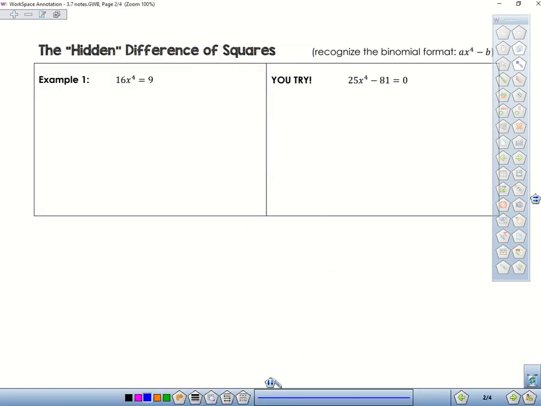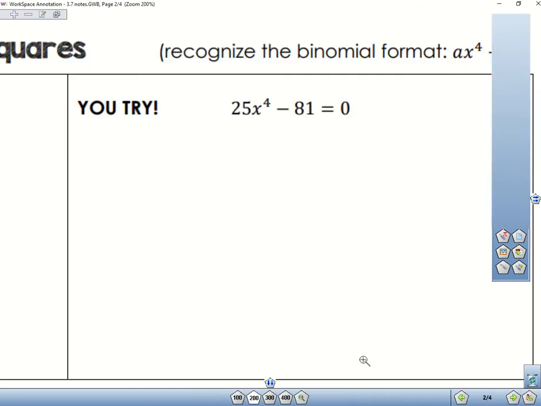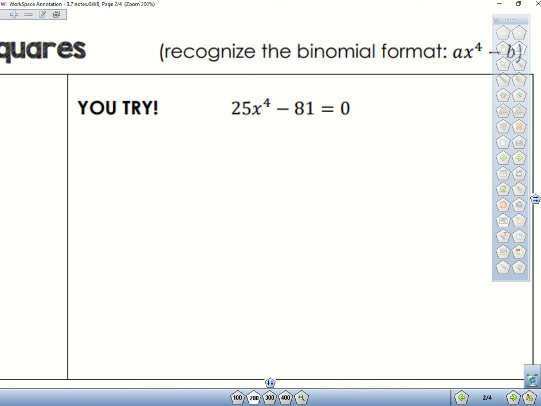So the first type we're going to talk about is a hidden difference of squares. So what does that mean? Well, it basically means that we have a difference of squares problem, but it's not as obvious as it may always be. So how do you know when you have a hidden difference problem? How do you know when this is what you need to do?